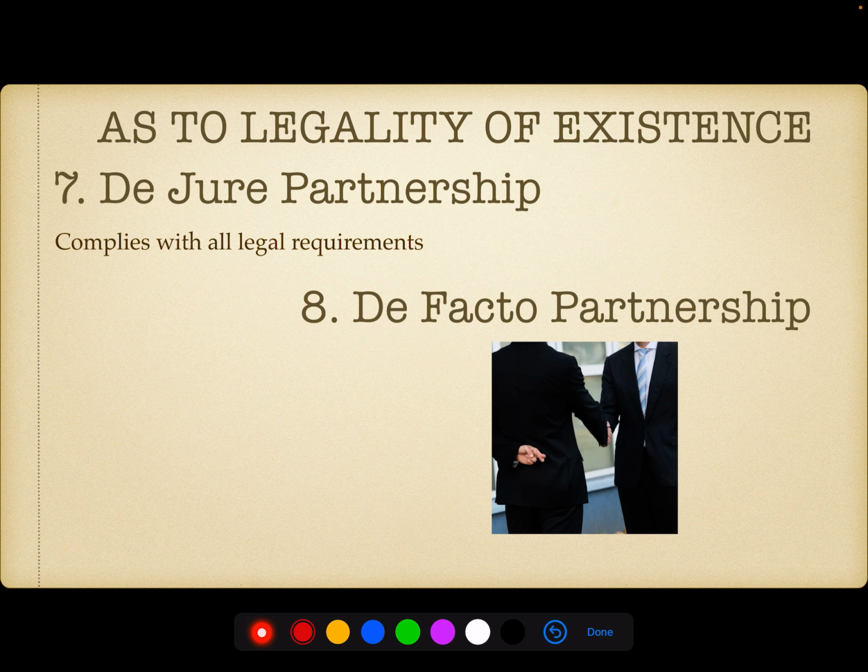Now, as to the legality of the existence, there is a de jure partnership, or a partnership that complies with all the legal requirements, and on the other end of the spectrum, a de facto partnership, meaning a partnership that exists in fact but not in law because they failed to comply with all the legal requirements. So, the legal requirements that we are talking about are those under Article 1773 on immovable partnerships.